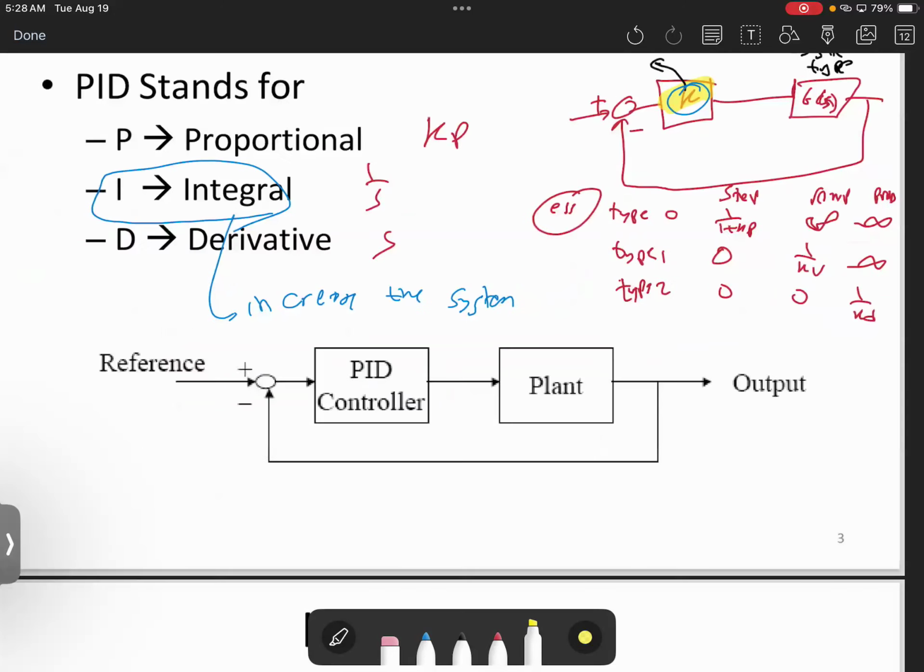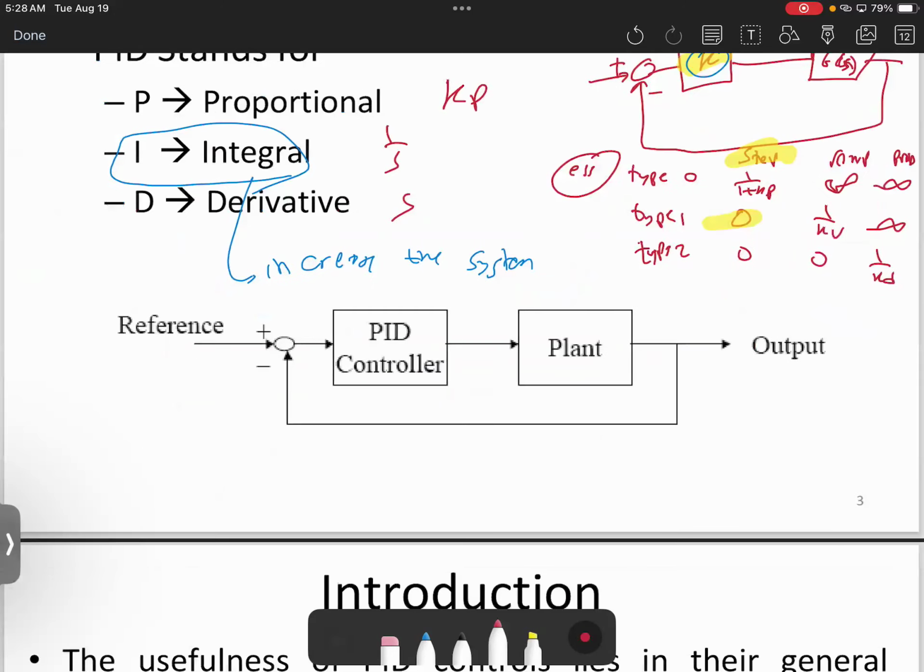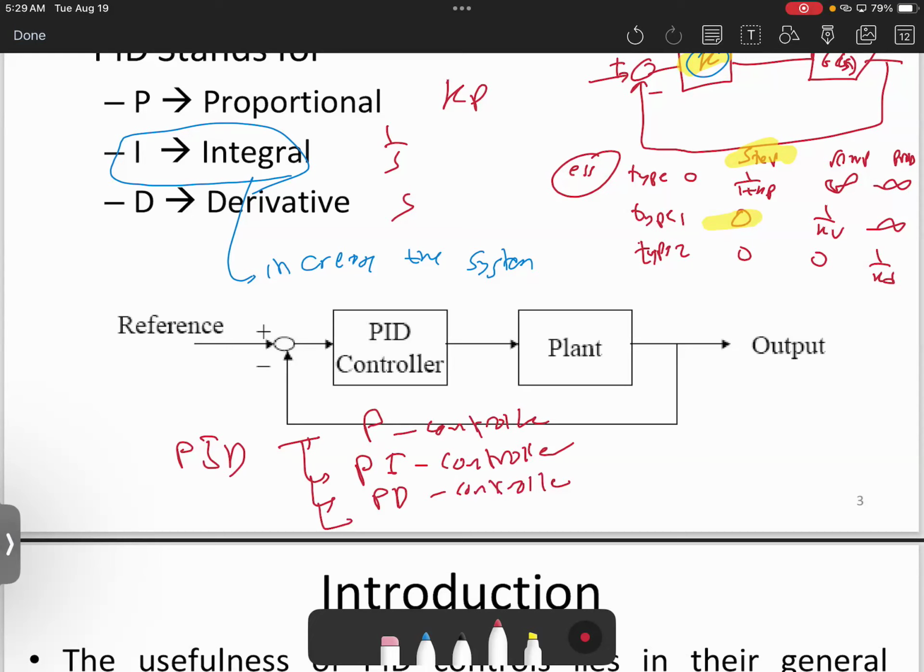So for the PID controller, we will discuss several cases, like the first case, P controller alone. Then PI controller. Then PD controller. The last one, PID controller.